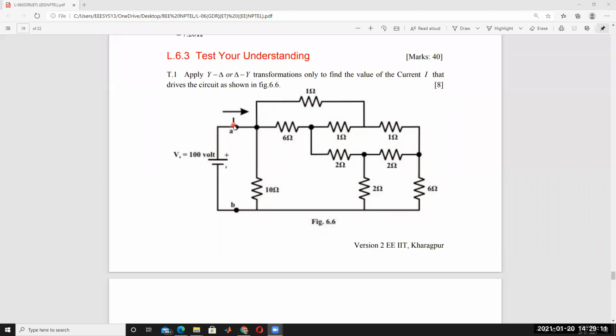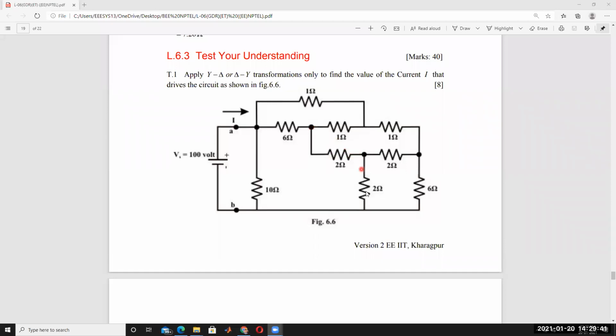So here, how to find the value of current? I is equal to V by R, so 100 by this total resistance. By using star to delta and delta to star transformation technique, convert this total resistance into a single equivalent resistor. Then I is equal to 100 volts by the total resistance, which is the current flowing into the circuit. Understood? So apply star here, and here also star.